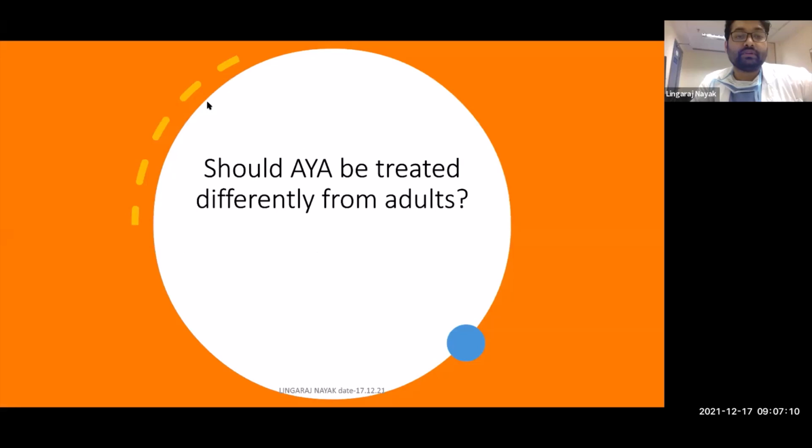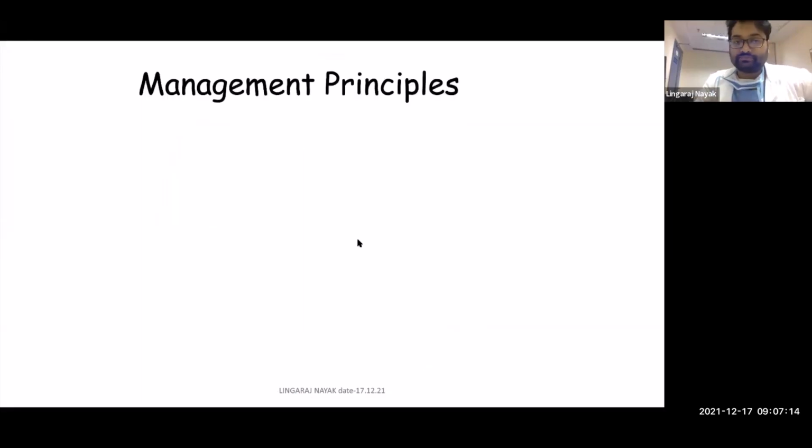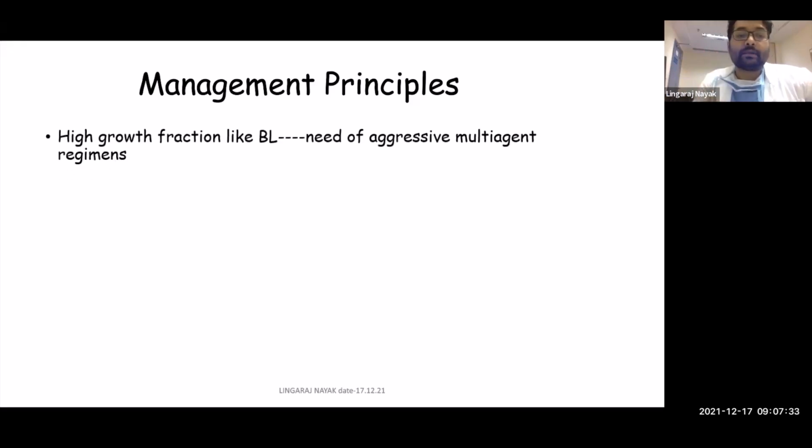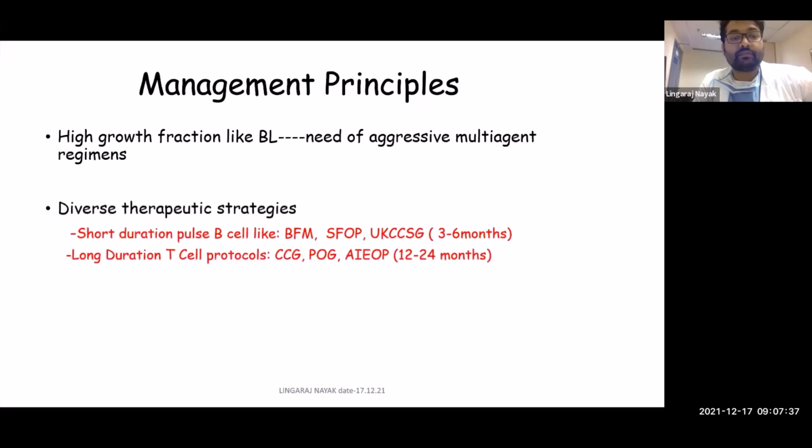We'll proceed. Okay. So should AYA be treated differently from adults? This dilemma is also there in the treatment of high-grade B-cell lymphomas. If you see my previous presentation on DLBCL, if you have an AYA age group, whether you should treat like a pediatric approach by intensive therapy or you treat like adults by just giving R-CHOP. So the management principles in pediatrics are like this. They need aggressive treatment, multi-agent regimen.